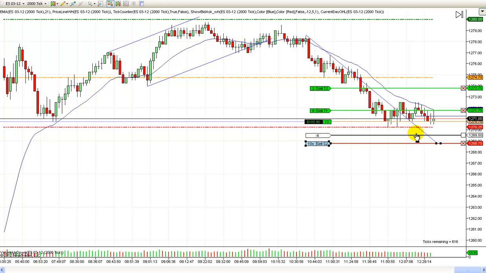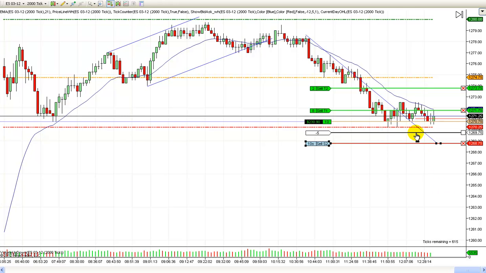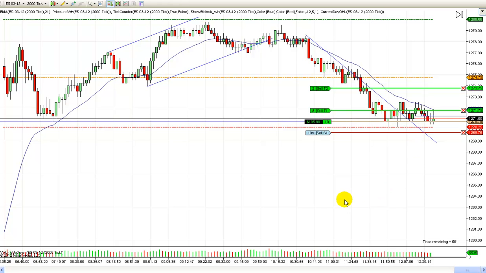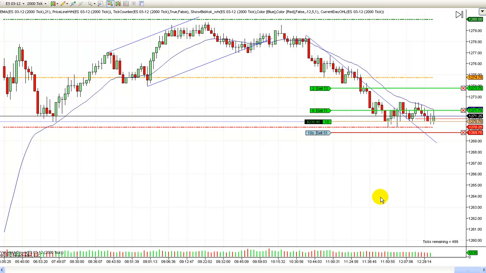Tell you what I am going to do, though. I'm going to give this 2 ticks off that low. Just tighten my stop some. No sense in, because if it goes lower there, we're probably going considerably lower. So we'll give it 2 ticks just to make sure we don't get stopped out on a 1 tick trap that reverses. But I still like this trade.